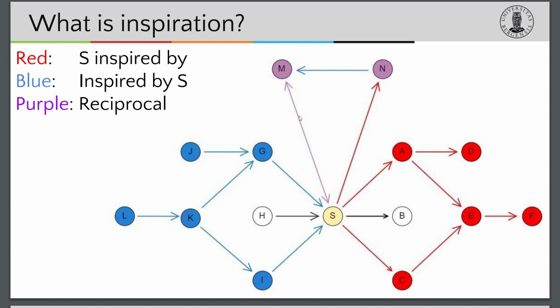So here, S is inspired directly by M, and M is inspired directly by S. So they have an equidistant reciprocal inspirational relationship. Here also, S is directly inspired by M, but N is only indirectly inspired by S. This is a non-equidistant reciprocal inspirational relationship.